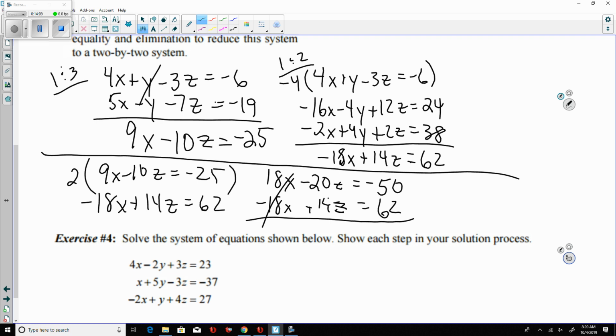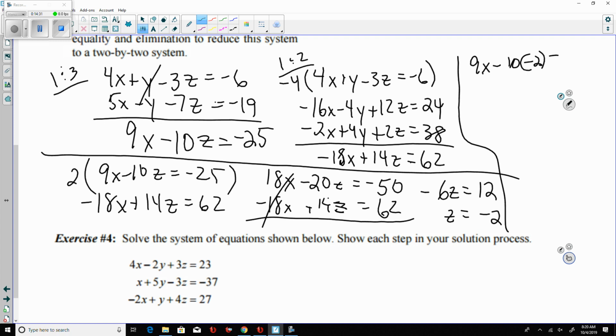And I have a -6z equals 12. Z equals -2. So that's your first one. So z is -2. So then you go back, plug it in. So I'm going to plug it in: 9x minus 10 times a -2 equals -25. 9x, this is a plus 20 equals -25. 9x equals -45. X is -5.